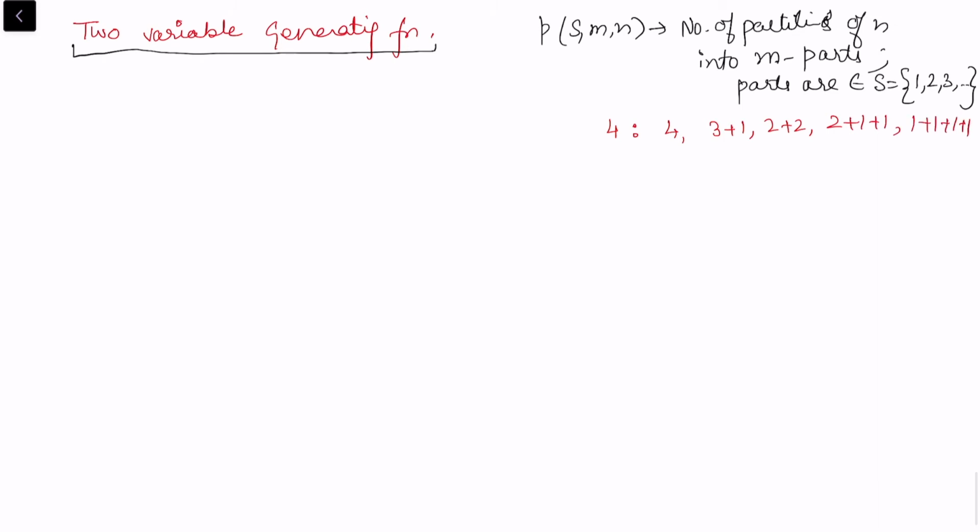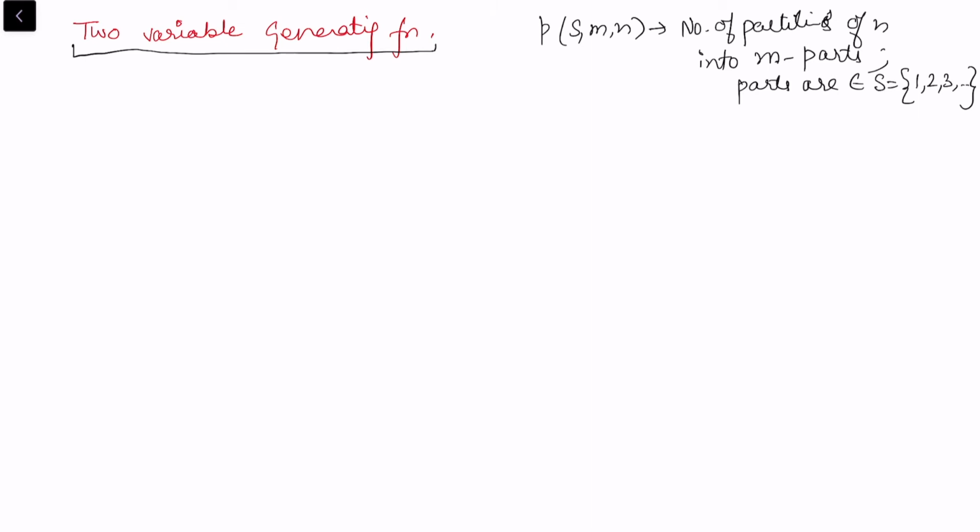Now suppose I just want to consider the partition of 4 into length 2. So that means only these two I am talking about. So this way you can also extract these. There are two partitions of length 2. For this, we will create a two variable generating function.